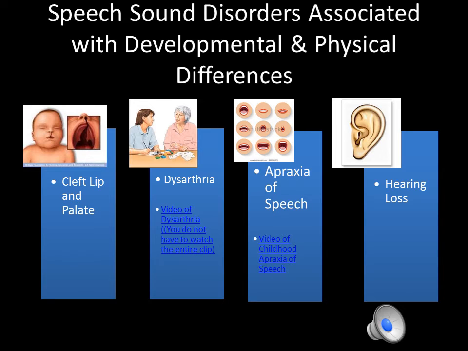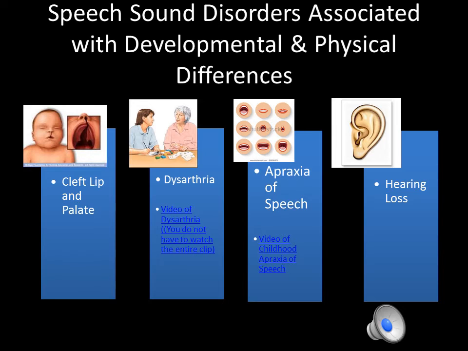Dysarthria is another speech sound disorder that is the result of a physical difference. Dysarthria is usually the result of a neurological problem. There's been damage to the brain somehow, whether it's through traumatic brain injury or cerebral palsy or through a brain tumor or a stroke.